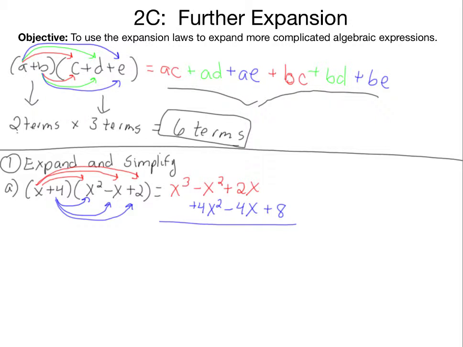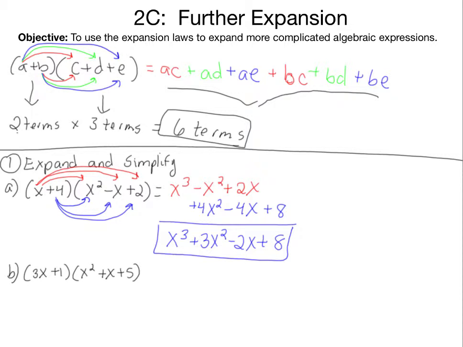And now we're just going to add all of our terms together. So x squared plus x cubed plus 0 is x cubed. Negative x squared plus 4x squared gives us a plus 3x squared. And a 2x minus a 4x is equal to negative 2x, and 0 plus 8 is just 8. So that would be my simplified, expanded form of the equation.